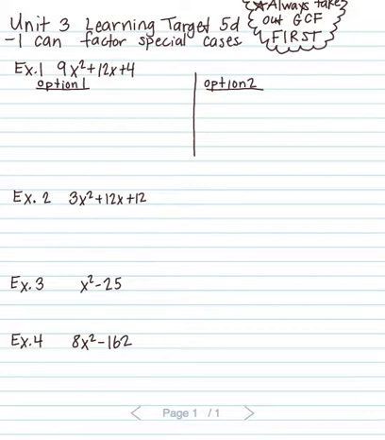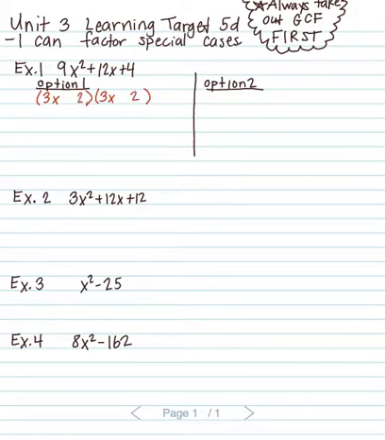So since our a value isn't 1, we can't just straight factor yet. We either have to guess and check or slide and divide. If you choose to do guess and check, we'll do that one first, then we'll also do slide and divide. So 9x squared. Looking at that, I know that 3x and 3x would get me 9x squared. Then 4, I'm seeing 2 and 2.